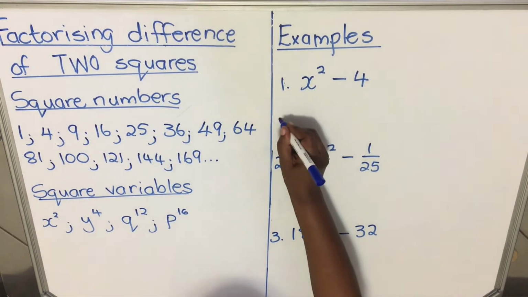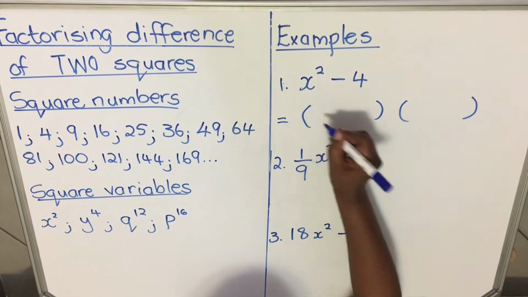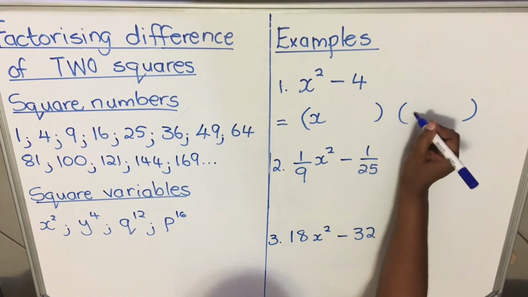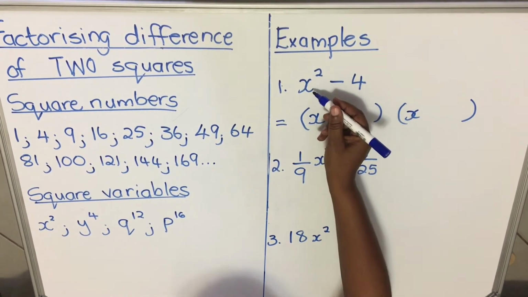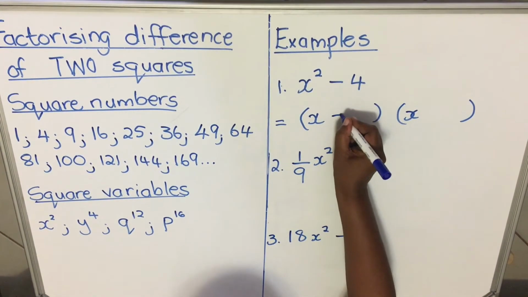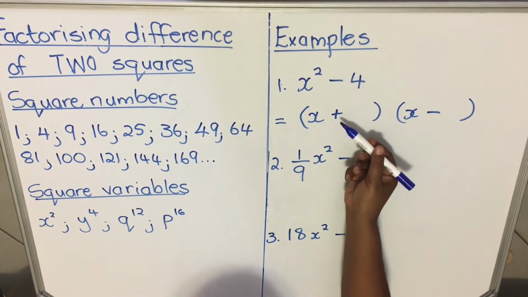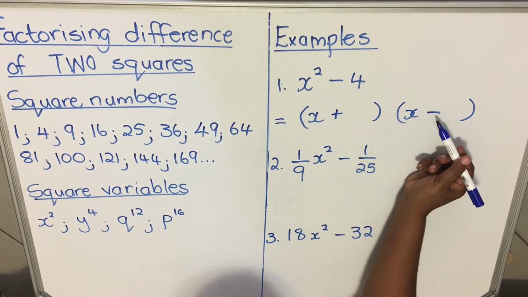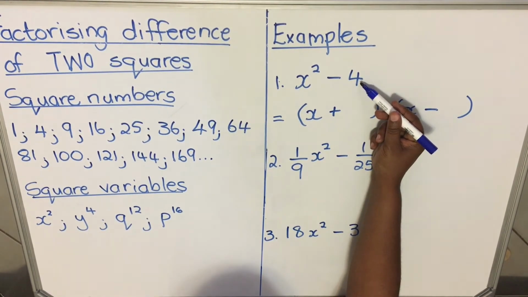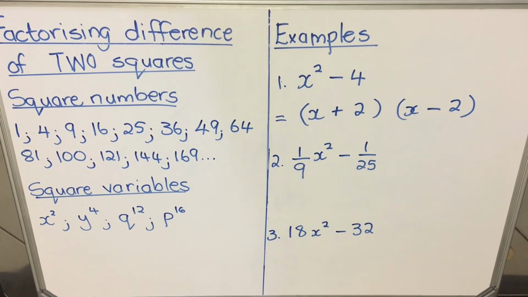What you do is open two brackets, and then you put the first square root here: x times x, the number that you multiply to get the square. So x times x will give me x squared. Then one bracket is plus, one bracket is minus. Always with difference of two squares, one bracket is plus, one bracket is minus. And then you put the square root of 4. Which number did I multiply by itself to get 4? It's 2. Then it's 2 here, and 2 there. Then we have done difference of two squares.